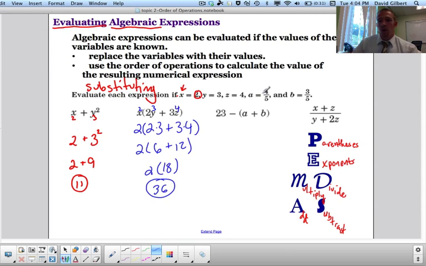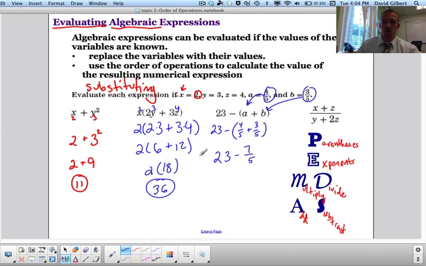Done. Now, these are fractions, but that's okay. Fractions are people too. We can plug those in. So we get 23 minus 4 fifths, and 4 fifths is being added to 3 fifths. So these are like terms. I can add these. So I have 23 minus 7 fifths. So I need to get a common denominator here to subtract the 23 and this. So I want a denominator of 5.